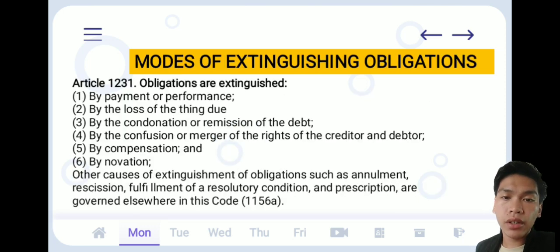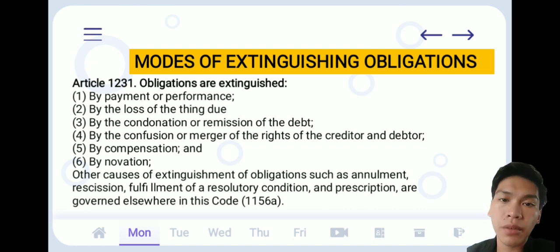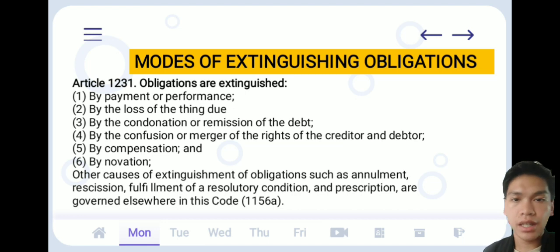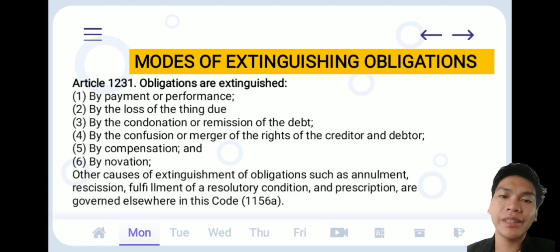So next is the modes of extinguishing obligations. In Article 1231, obligations are extinguished by payment or performance, so fulfilling the obligation by paying or performing. Payment involves money, and performance is all about the actions or the service rendered by the customers or either the partnership in the business.